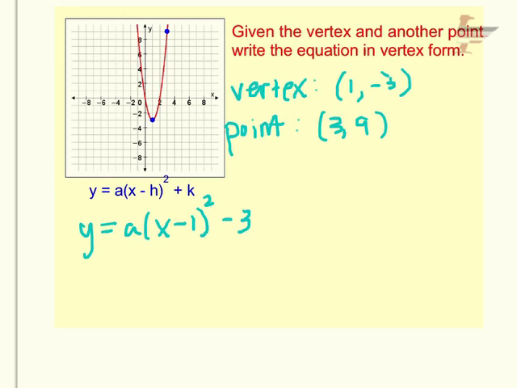This other point they gave us has an x and a y. And so we would just plug in that x and y. We would say 9 equals a times, that x is a 3, minus 1 squared, minus 3. And basically, it gives us an equation to go ahead and solve for a, and once we have that a, we just plug it in for this a, and there's our equation. So that's just a heads up on how this works, but watch the example video for the details of finishing out the problem.